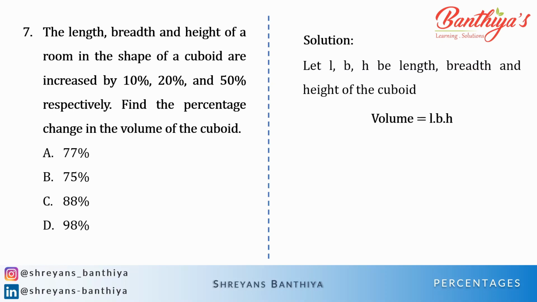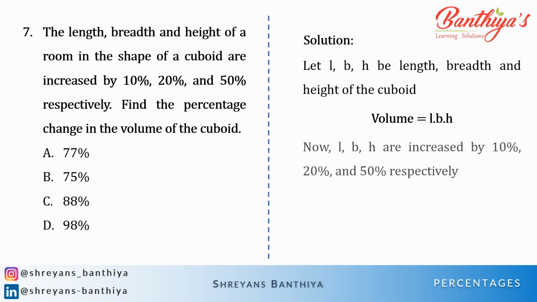So the starting volume was LBH. Now it is increased by 10%, 20%, 50% respectively. So we'll get volume equals 1.1 L into 1.2 B into 1.5 H, and this becomes 1.98 LBH. That is 98% change takes place in the original volume. Now let's see the next question.